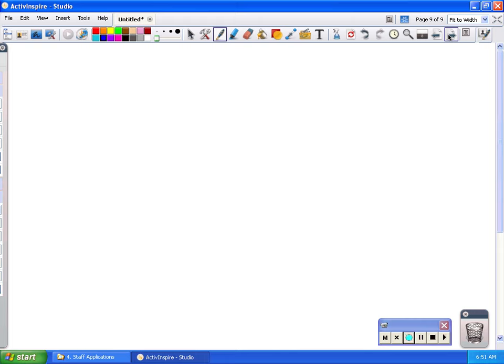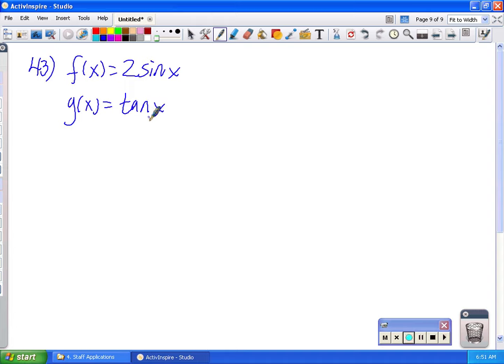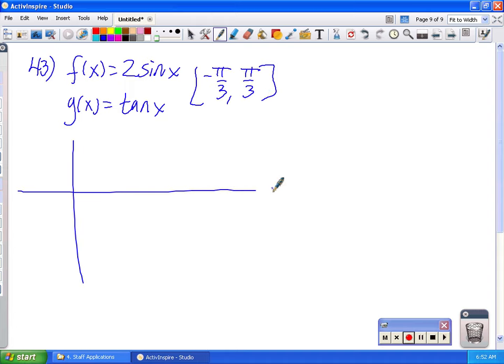Oh, it's a trig one. So 43 is f of x is equal to 2 sine of x, and g of x is equal to tangent x, and they're already telling us that we're bound from negative pi over 3 to pi over 3. All right, first of all, let's get a graph going over here. Remember, you know what a basic sine wave looks like, and so this is multiplied by 2, so the amplitude, instead of being 1, is going to be 2. Everything else about the graph is going to be the same.